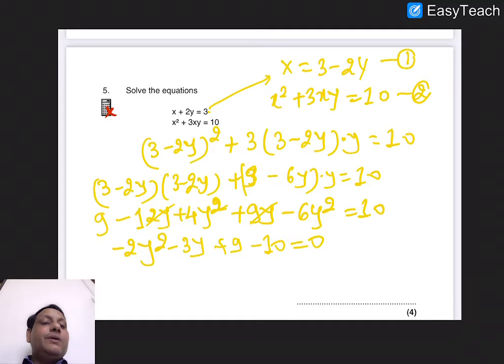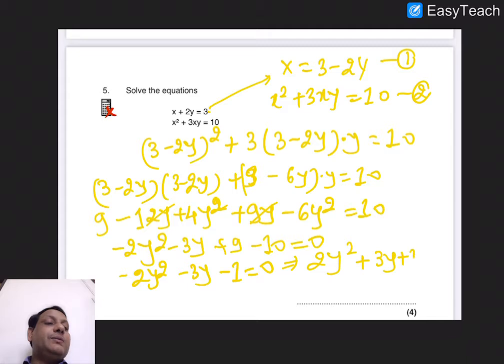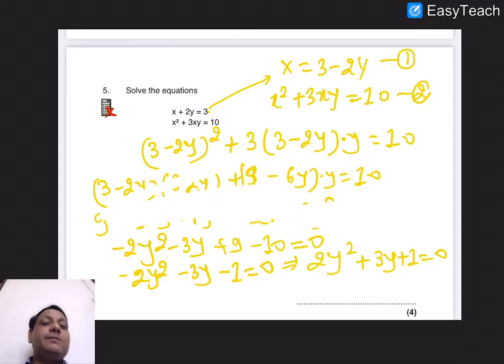So here you transfer everything to the other side, or you can write minus 2y square minus 3y minus 1 is equal to 0. Till here, the signs are just going to change, so 2y square plus 3y plus 1 is equal to 0, right. If you get it till here, then we have to solve it. I'm just showing you all here, and I'm replacing this because we have less space.